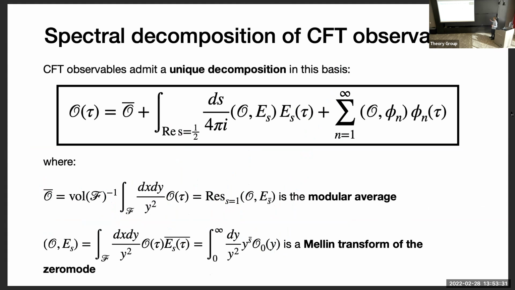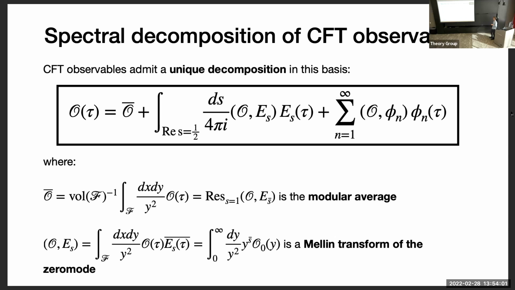Okay, so the basic upshot of this discussion is that observables admit a unique decomposition in this basis. So there's a constant, Eisenstein series, cusp forms. And all the dynamical data of the observable is packaged in these overlaps, these inner products with the eigenbasis. Now, I call the constant part O bar because it is the modular average of the observable over the fundamental domain. So I take the observable and integrate it over the fundamental domain.